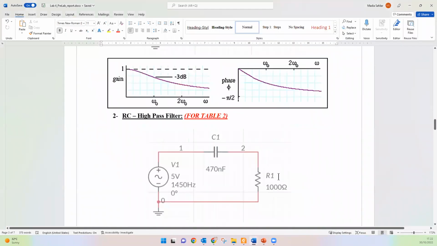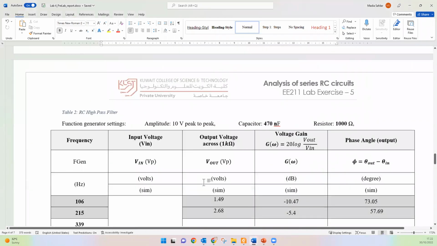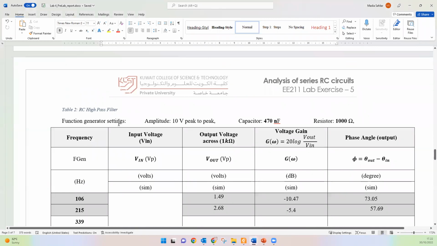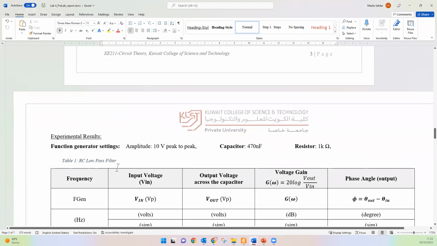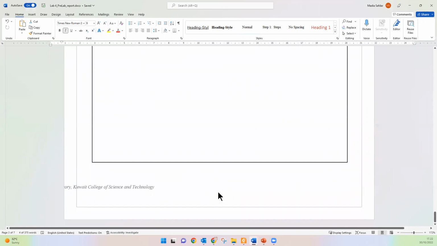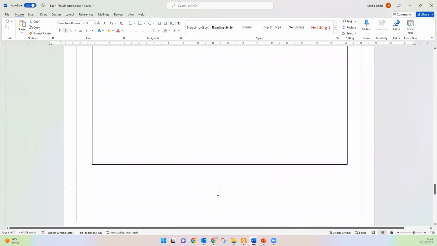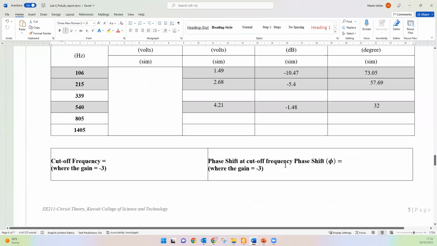This was all about the low pass filter, so you will do the same thing for the high pass filter, and then you will fill this table. This table is for the high pass filter, this table is for the low pass filter. So please do this before coming to the lab on Tuesday, and then also on Wednesday. So that's it.